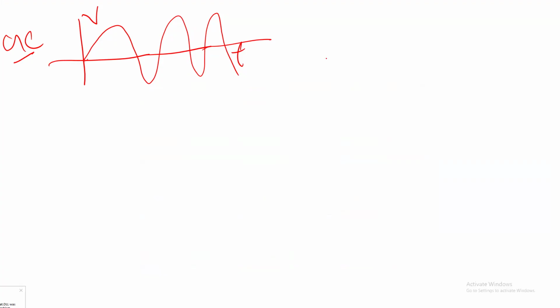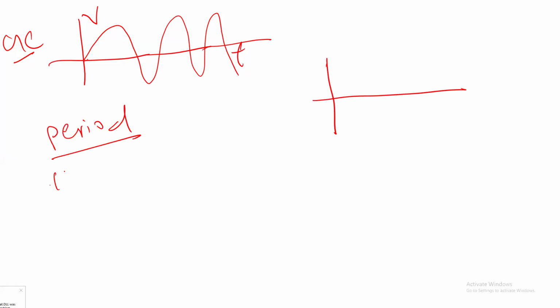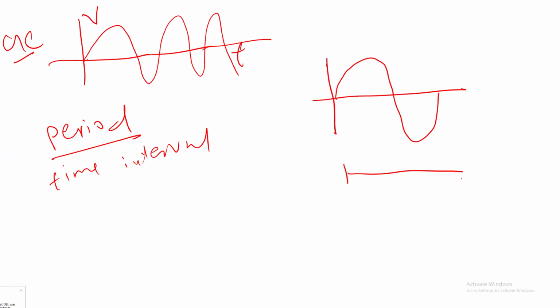The first parameter you need to be familiar with is the period, or sometimes we call it the interval or time interval. Here you can see the time. If you have a signal like this one, and this signal is periodic, this is the minimum pattern that is going to be repeated. So this time, we call it the period, or the interval of this signal. Now we have frequency.